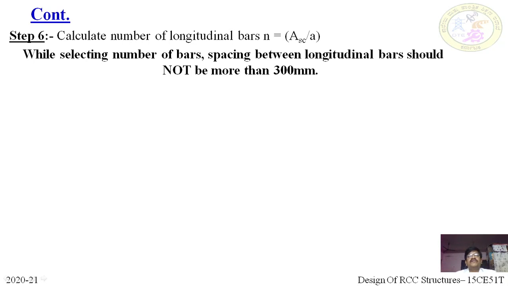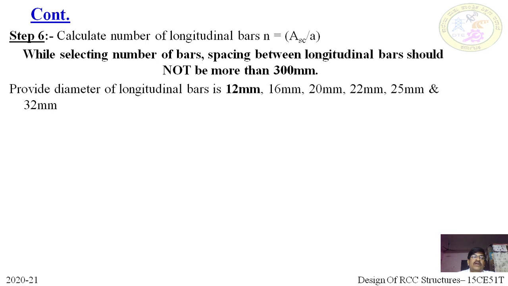Calculating the number of bars, N is equal to Asc by A. While selecting the number of bars, the spacing between the lateral bars should not be more than 300 mm. We have to be careful while finding the number of bars. Provide the diameter of bars as 12 mm minimum in columns: 12, 16, 20, 22, 25 and 32.